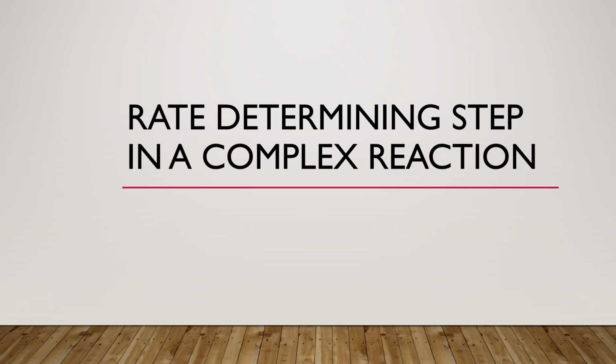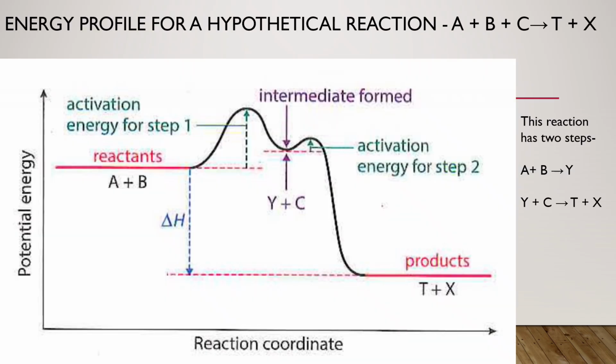So let's now understand about rate determining step in a complex reaction. Here is the energy profile diagram for a hypothetical reaction. This is the hypothetical reaction here: A plus B plus C gives T plus X. So here A, B and C are our reactants and T and X are our products.